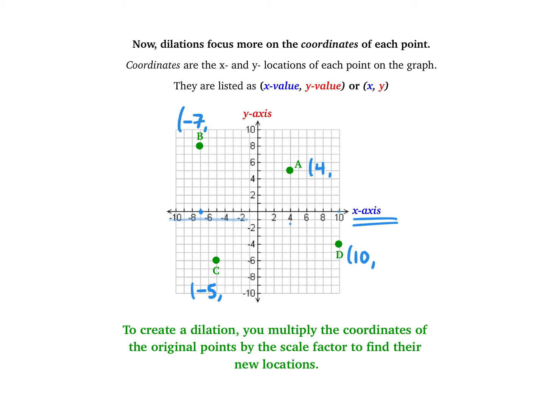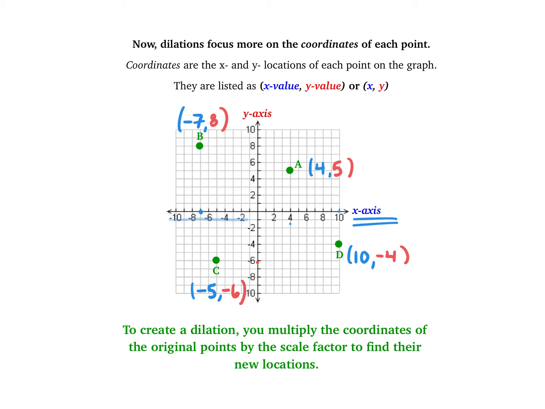Now if I focus on the y values, that's up and down. So if we look at A, it's up in between 4 and 6, which would be 5. So A's point is (4, 5). So 4 to the right and 5 up. B is all the way up here at 8. So its coordinates are (-7, 8). That -7 tells me to go left, and then the 8 is what tells me to move up. So then if we look at C, it is down here at -6. So a coordinate of (-5, -6) tells me to move left 5 and then also down 6 since they're both negative. D would be down at -4, so its coordinates of (10, -4) tell me to move right 10 and then down 4.